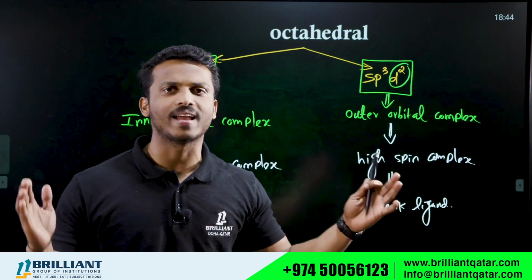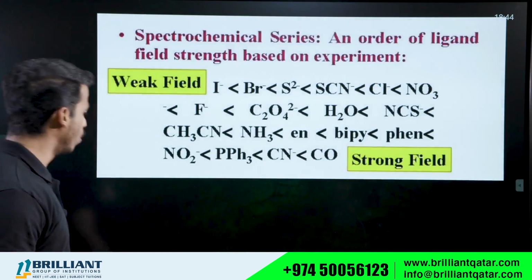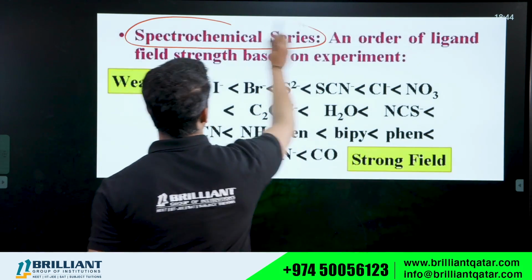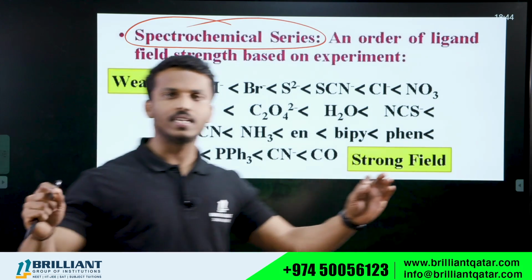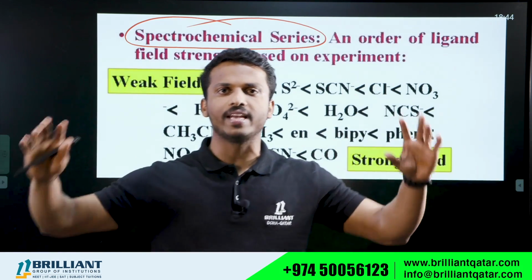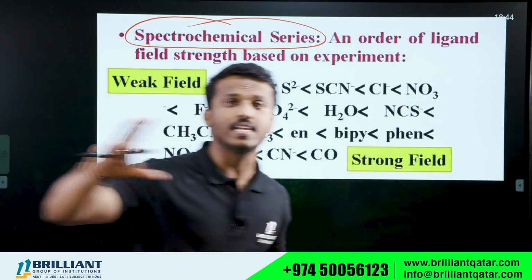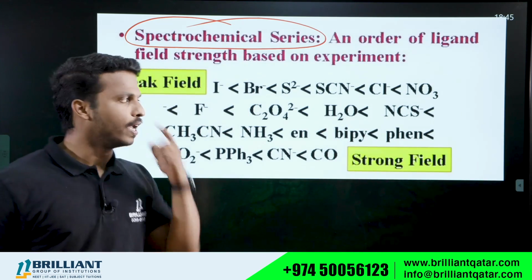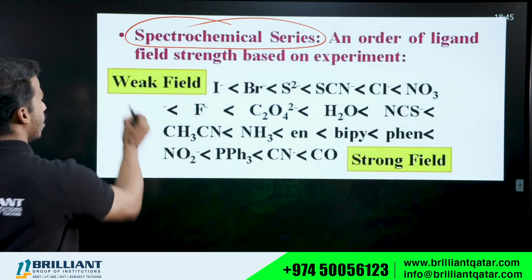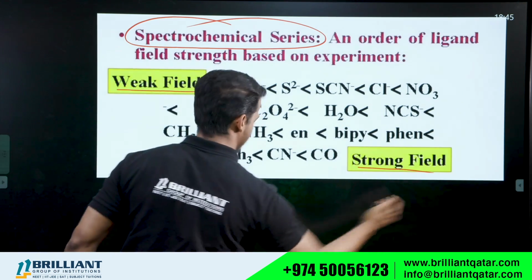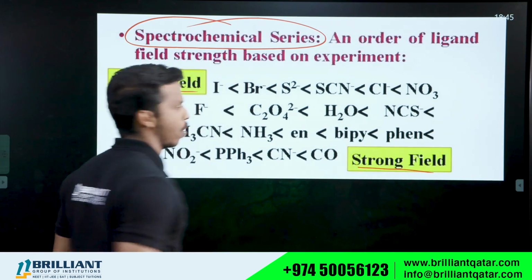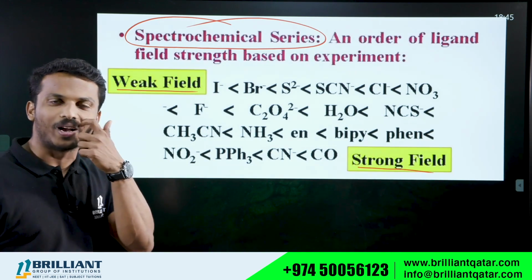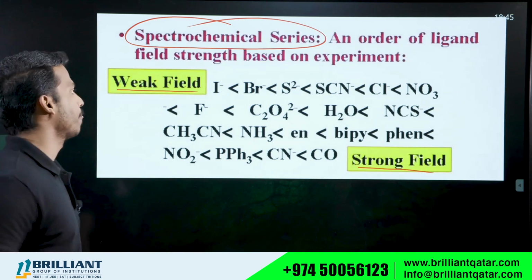What are strong ligand and weak ligand? We need to know a series called the spectrochemical series. The spectrochemical series is the arrangement of various types of ligands in increasing order of their crystal field splitting power. It's actually a power. There are two types of ligand, weak field ligand and strong field ligand. Which are weak, which are strong? By looking at it, we cannot understand which is strong and weak. There is a rule they gave.